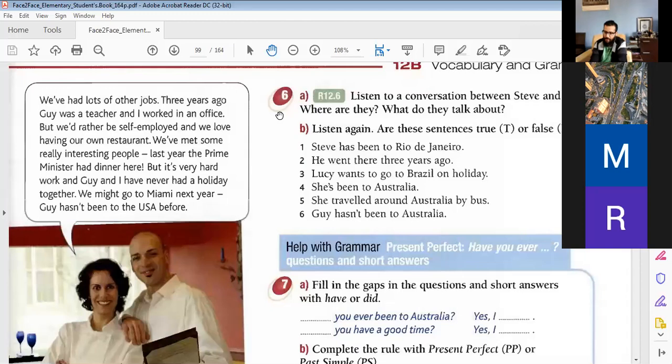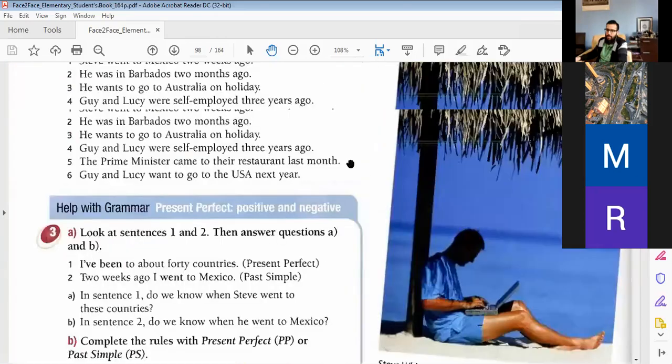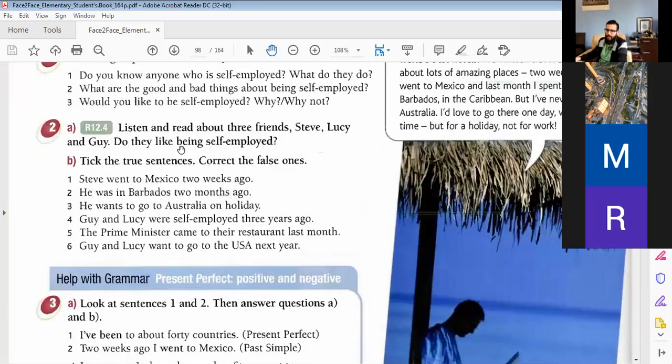He works self-employed. Yes, he's self-employed. He doesn't work for someone else. This is the idea. So this means if we summarize the question, we can answer yes, right? Do they like being self-employed?